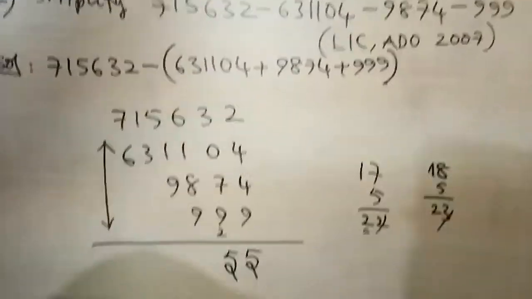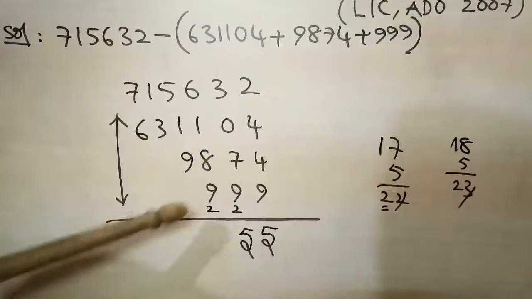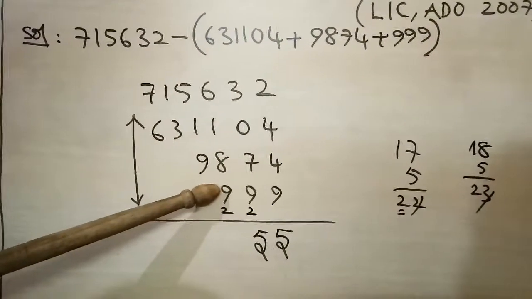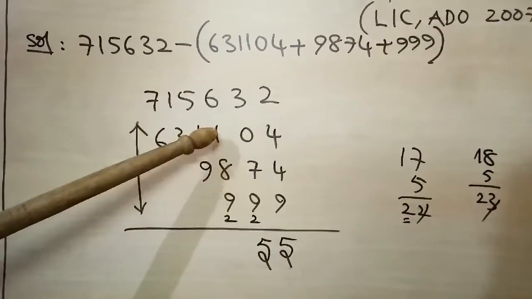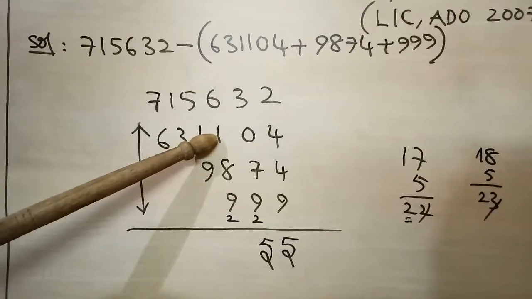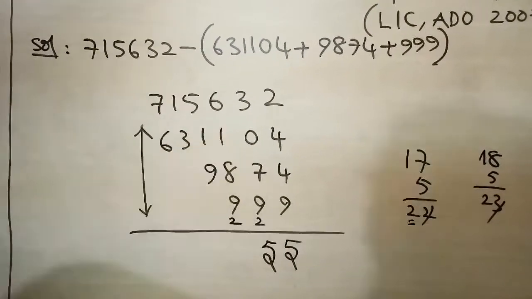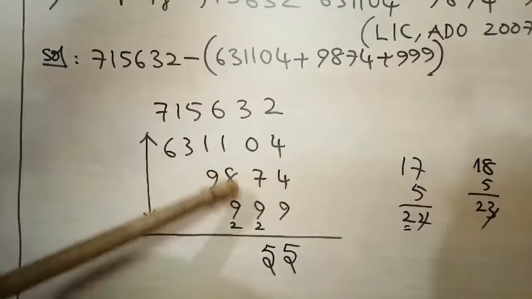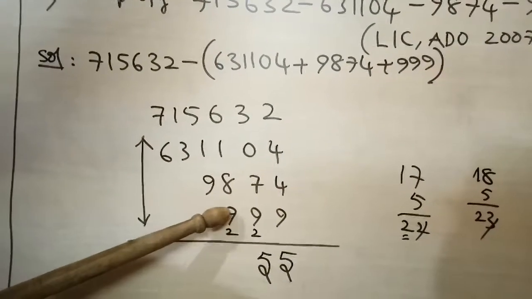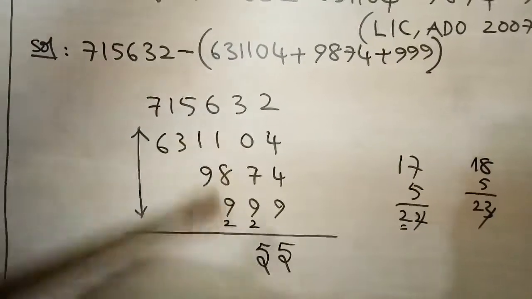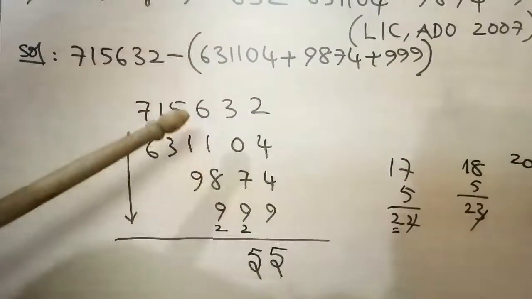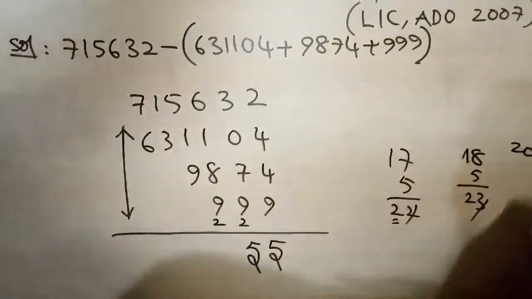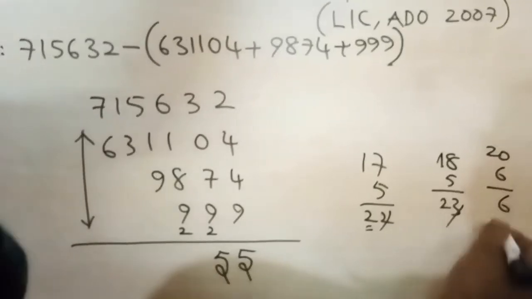Here we have 2. Write that 2 here. 2 plus 9, 11, 19, 20. Up to here we got 20. But I want to get 6. Therefore I am adding 6. Therefore write this 6 here.